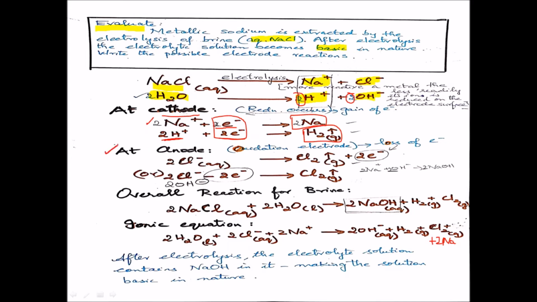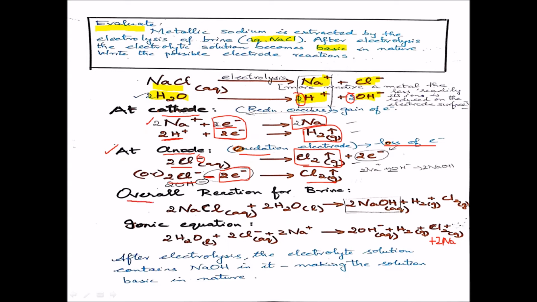Now at the anode, which is the positively charged electrode, oxidation takes place and loss of electrons occurs. 2Cl- in the aqueous form loses 2 electrons and forms chlorine gas. Another way of writing it is 2Cl- minus 2 electrons, which tells us there is loss of electrons taking place there and chlorine gas is evolved. So chlorine gas is evolved at the anode, hydrogen gas is evolved at the cathode.